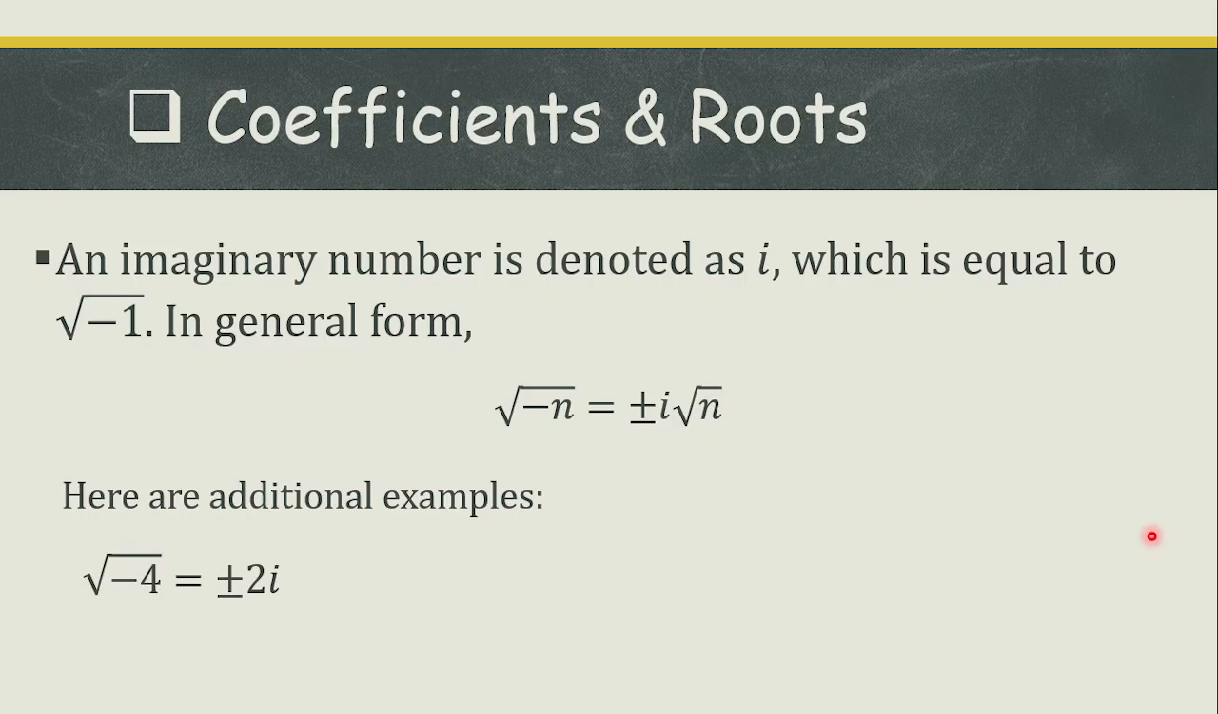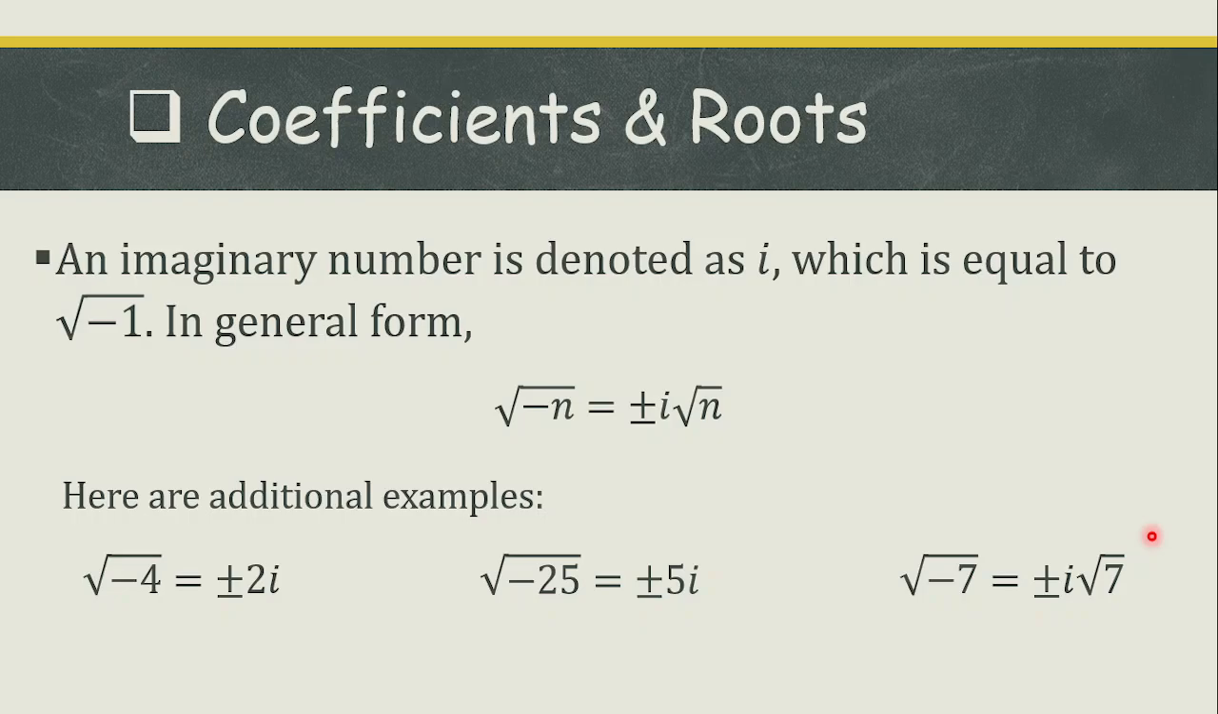For example, we have here the square root of negative 4. The square root of negative 4 is equal to positive or negative 2i. It means it's just an imaginary number. Square root of negative 25 is equal to positive or negative 5i. And lastly, the square root of negative 7 is equal to positive or negative i square root of 7. So that's all for the coefficients and roots.